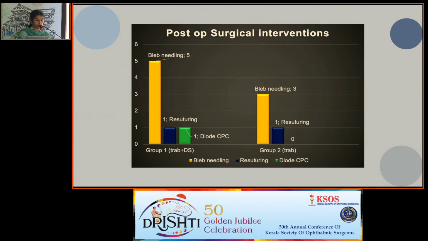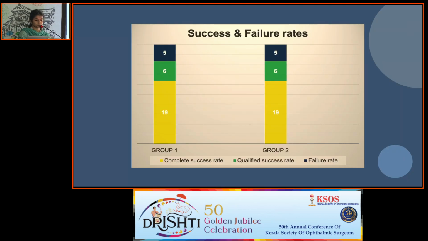Regarding the postoperative surgical interventions, 7 eyes in group 1 needed surgical interventions to control intraocular pressure, which included 5 that underwent bleb needling, 1 that underwent resuturing, and 1 that underwent diode CPC. In group 2, 4 eyes needed postoperative surgical interventions to control IOP, which included 3 that underwent bleb needling and 1 that underwent resuturing. Regarding the success and failure rates, 63.3% had complete success, 20% had qualified success, and 16.7% had failure in both the groups.